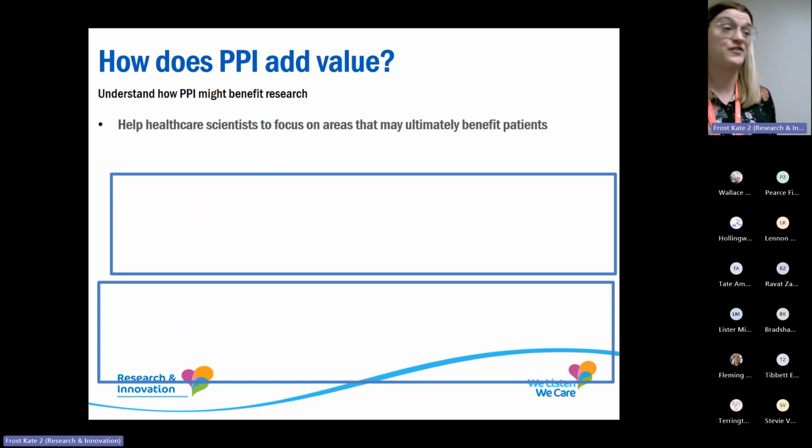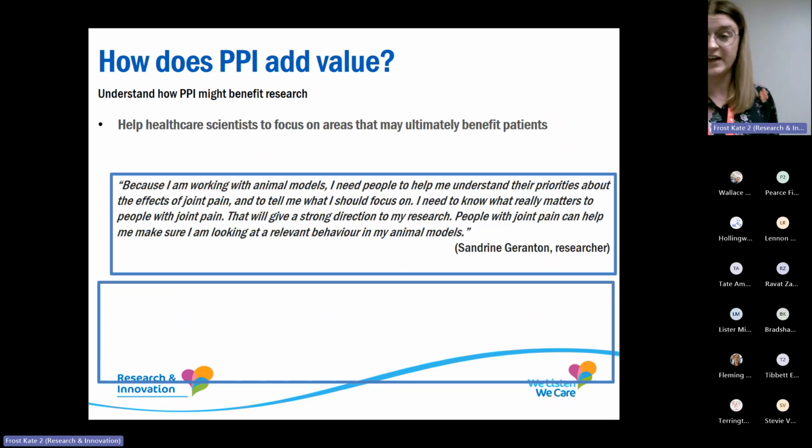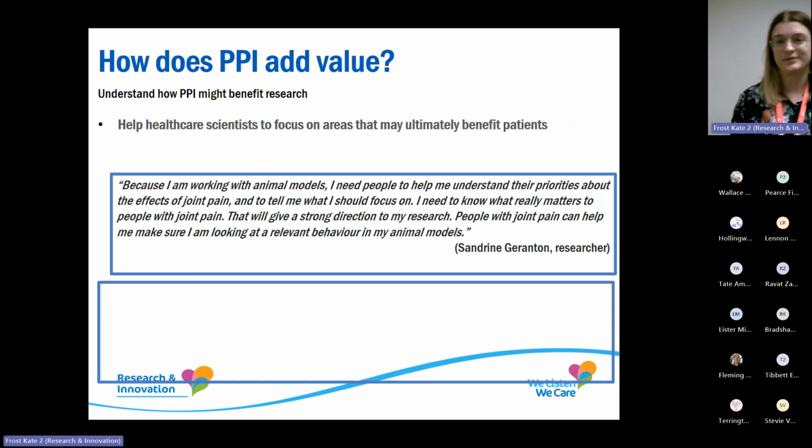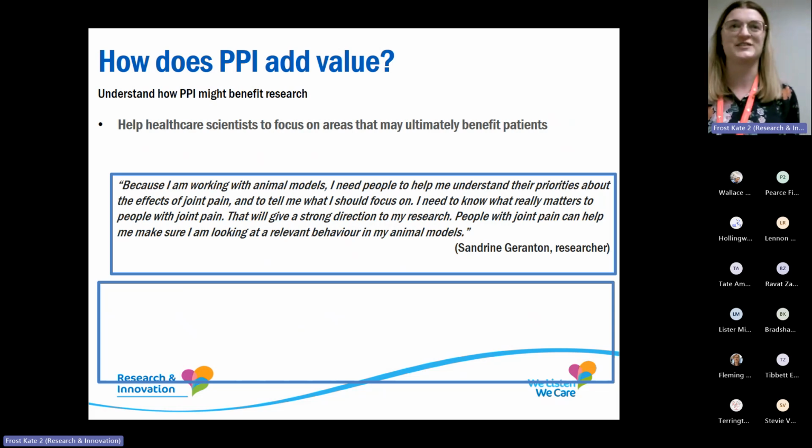So it can help healthcare scientists, or anyone who is working in non-patient facing research, focus on areas and really define what is most important to that population. An example here from a researcher: I'm sure we could sit in this room and discuss what we think is best for a patient population, or what we think is most important, where funding should be invested, what really matters to a patient or to the public at large.